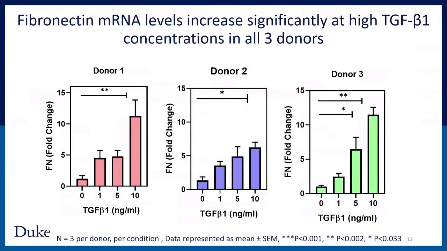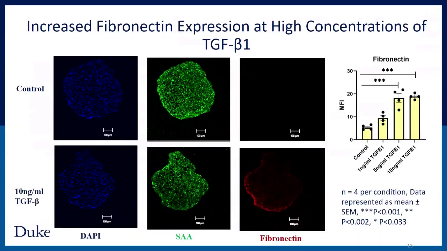And then we look at fibronectin, which is the same case. We saw a significant increase in all 3 donors in terms of the mRNA level here, and also the protein level here, quantified by the mean fluorescent intensities.